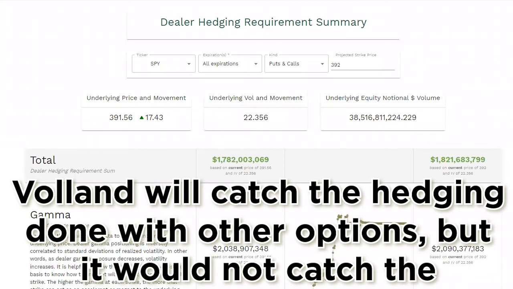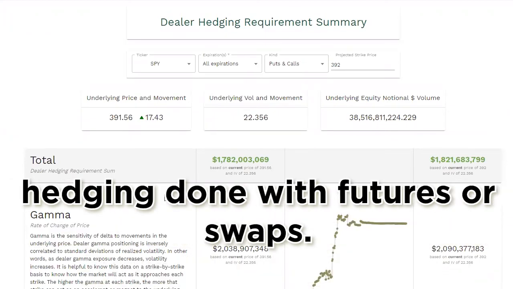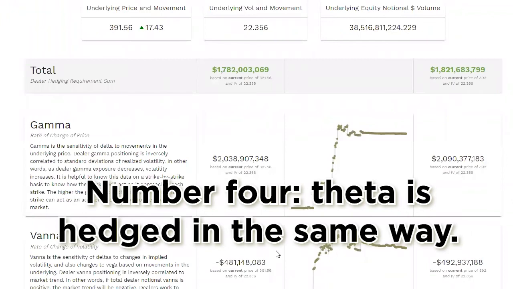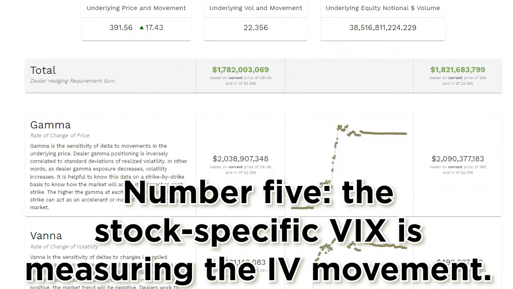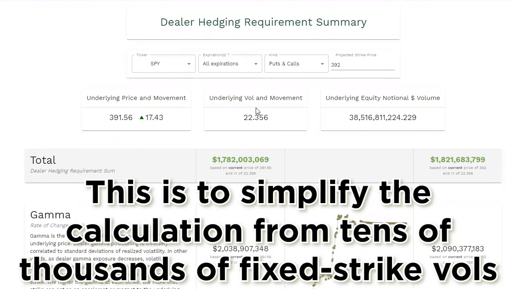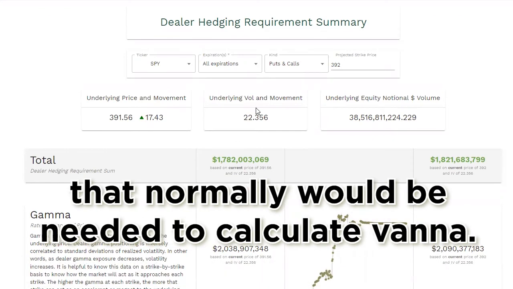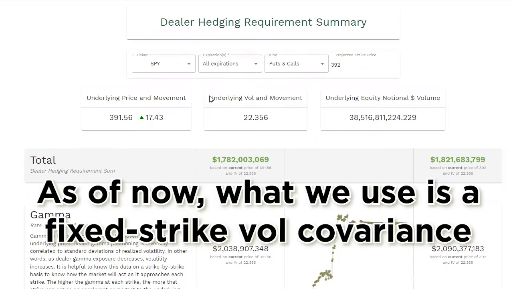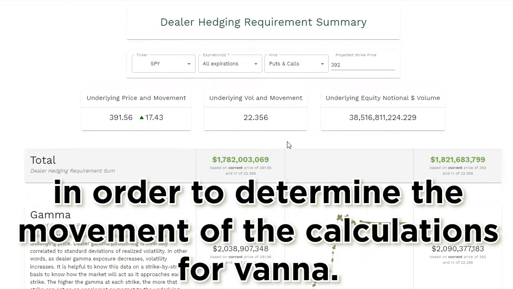Volland will catch the hedging done with other options, but it would not catch the hedging done with futures or swaps. Number four, theta is hedged in the same way. Number five, the stock-specific VIX is measuring the IV movement. This is to simplify the calculation from tens of thousands of fixed strike vols that normally would be needed to calculate vanna. As of now, what we use is a fixed strike vol covariance in order to determine the movement of the calculations for vanna.